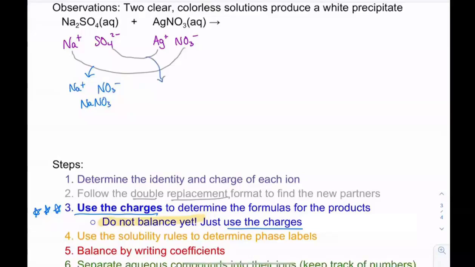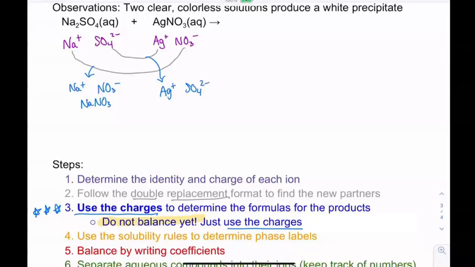We're going to do the same thing for the silver and the sulfate. Remember, when you write these formulas, you always put the positive ion first. So I have a silver with a +1 and sulfate with a -2. So I'm going to think about how many of each I need.